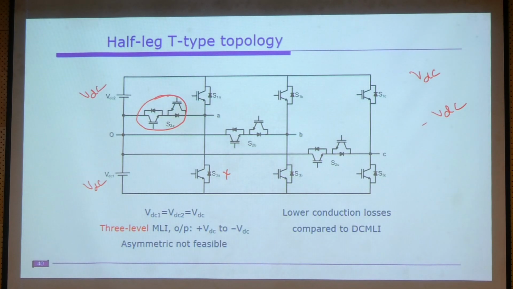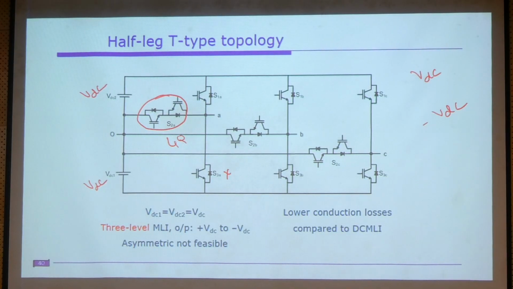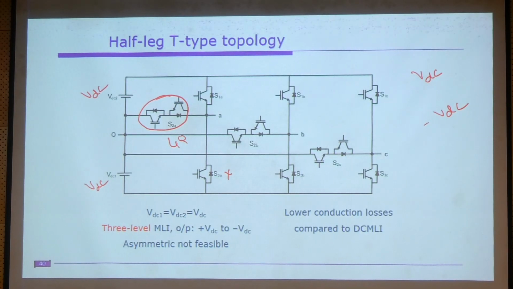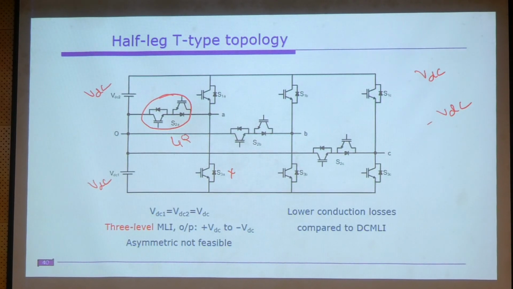So if you observe this switch, this is actually known as the 4-quadrant switch, or in other words, a bidirectional switch. This kind of switch is commonly used in the matrix converter and AC voltage regulators.